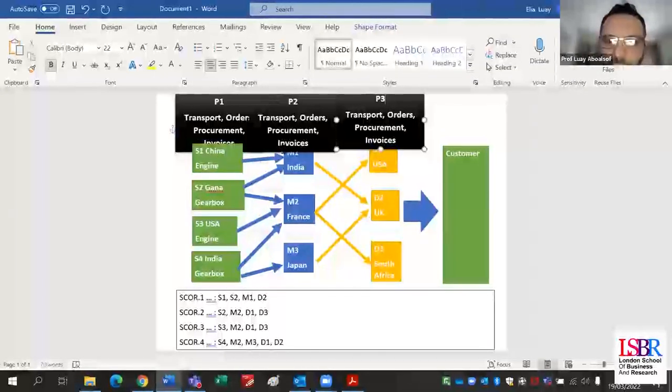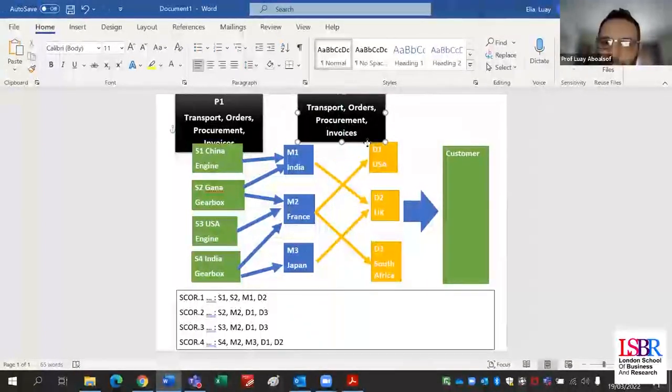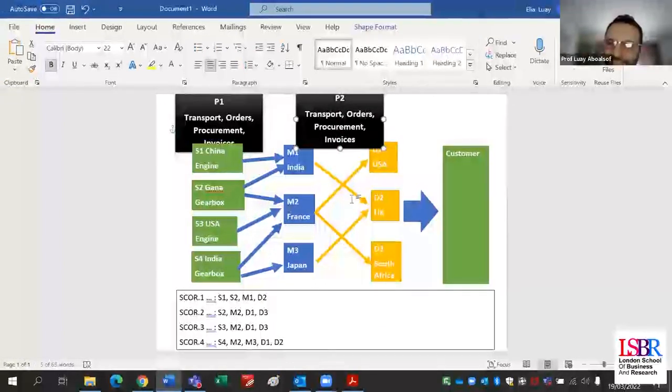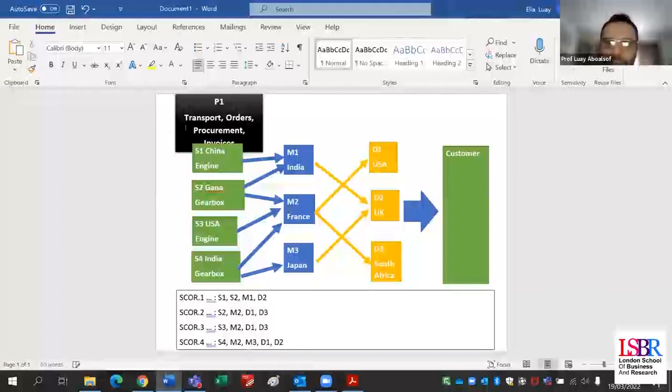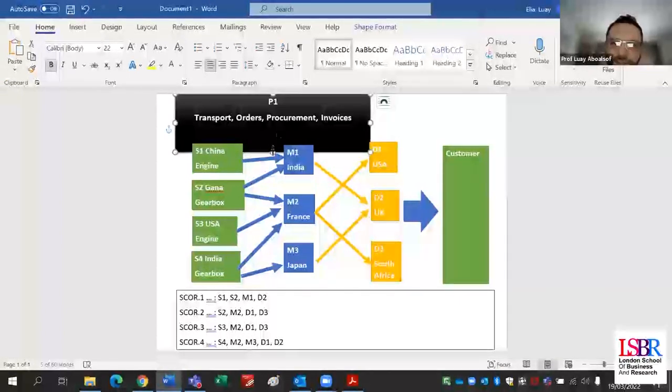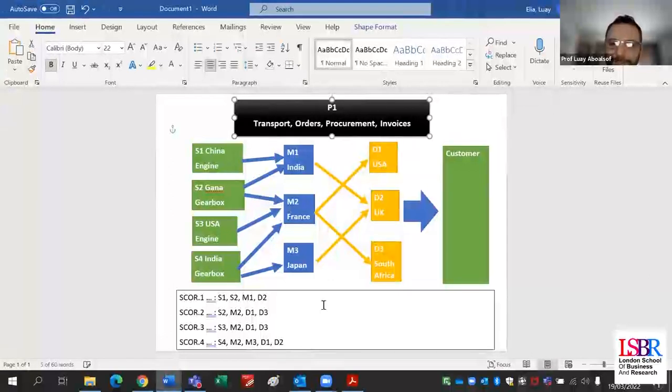Now, sometimes, let's say your manufacturer and your distribution are in the same location. That means they're both going to use P2, exactly the same system. So there is no need for this. We're only going to have P2 for both. It all depends on where they are as a location. Has anyone got any questions regarding the SCOR model?